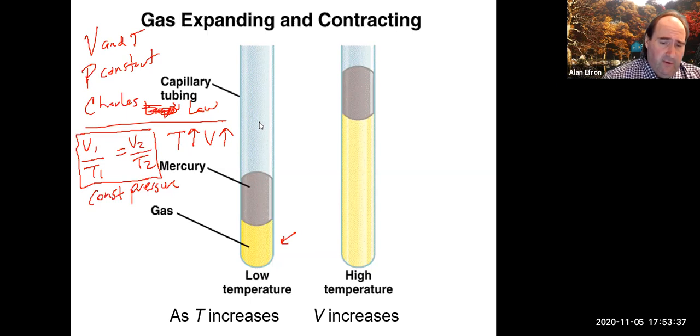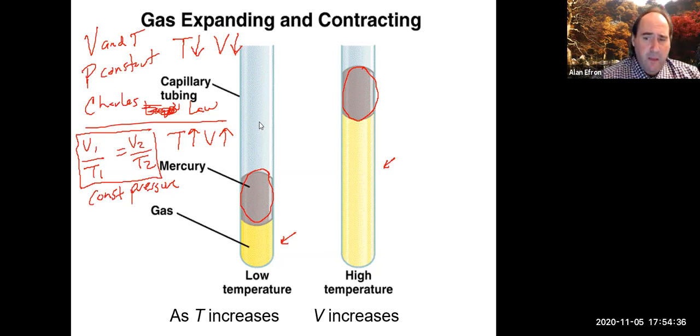At a low temperature, we have a small volume, and at a higher temperature, we have a larger volume. The pressure, represented here by the mercury, is the same in each. That also means that if we lower the temperature, the gas molecules have less energy and fly around a lot slower, so it takes longer for collisions to occur. If nothing else happened, we would expect the pressure to drop. So to keep the collisions constant, the volume decreases, pushing the gas molecules closer together and keeping the collision rate and pressure constant. So in Charles' law, V1 over T1 equals V2 over T2, as one goes up, the other goes up, and as one goes down, the other goes down.